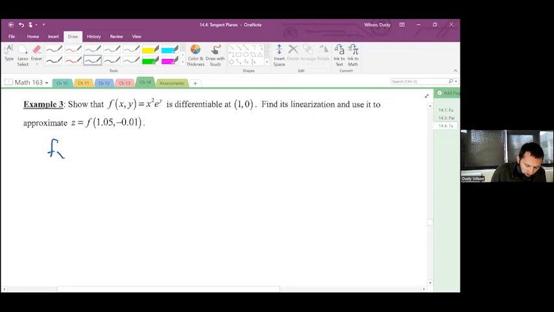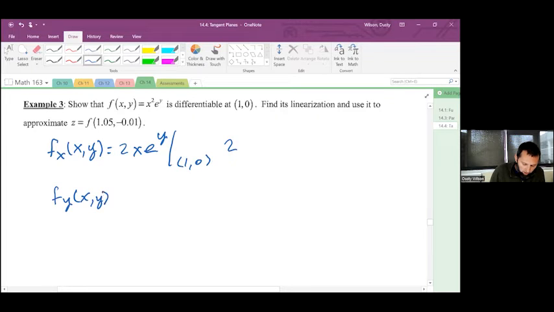So we know that f_x of (x, y) will be 2x e to the y. And when we evaluate this at (1, 0), we will get 2 times 1 times e to the 0, or 2. And we know that f_y of (x, y), the partial derivative with respect to y, will be x squared e to the y, which when evaluated at (1, 0) would be equal to 1.